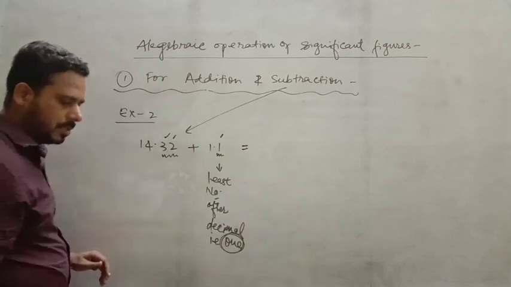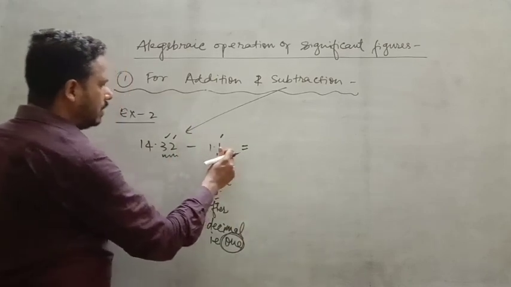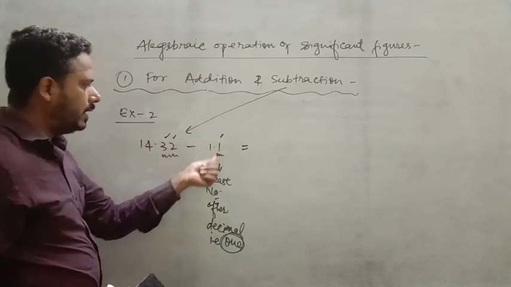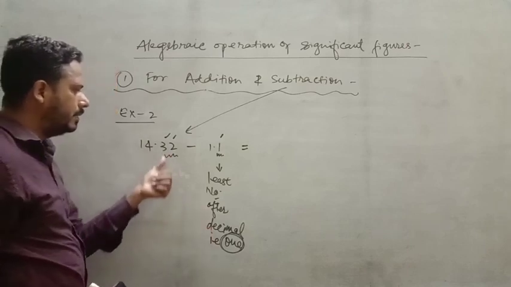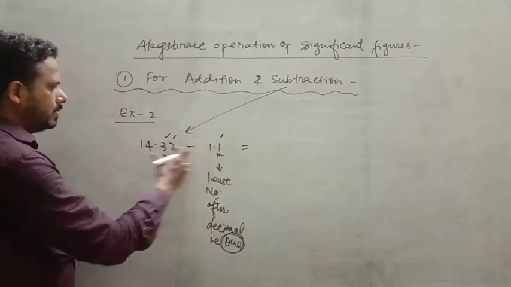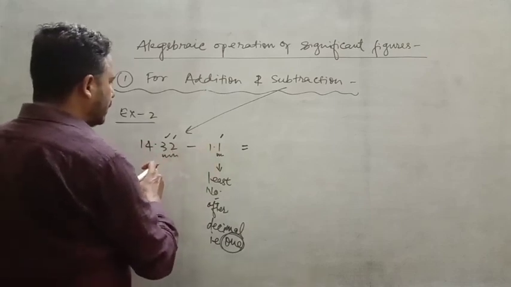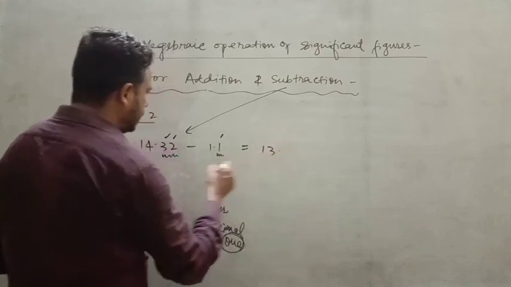So we have to subtract 1.1 out of 14.32. Now you see 1 is your last number and this one is 1, here is 2. You now just subtract 1.1 from here. So your resultant will be 13.22.